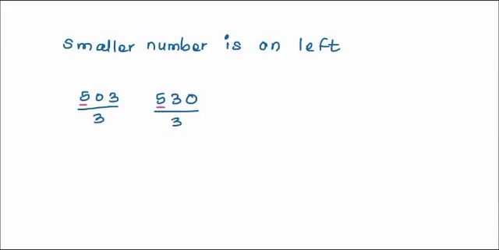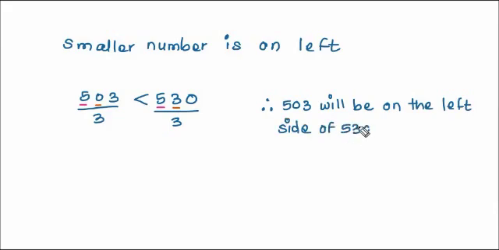So then we'll go to the next digit. The next digit to 5 is 0 here and 3 here. Which one of them is greater? 3 is obviously greater, and hence we know that 530 is a greater number. Now, if 530 is a greater number and 503 is a smaller number, then which will lie on the left side? Therefore, 503 will be on the left side of 530 on the number line.